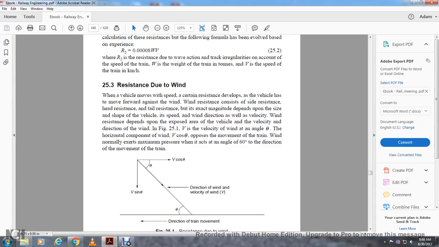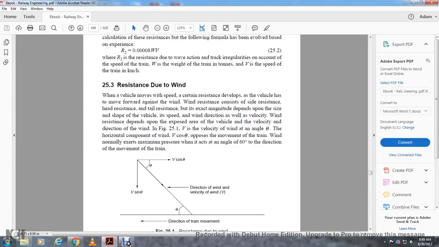Resistance due to wind. When the vehicle moves with speed, a certain resistance is developed, particularly when the vehicle moves against the wind. Wind resistance consists of the side resistance, head resistance, tail resistance, and the butt resistance. The exact magnitude depends on the size and shape of the vehicle, the engine speed, and the wind direction and velocity. Wind resistance depends on the exposed area of the vehicle, the velocity, and the direction of the wind.